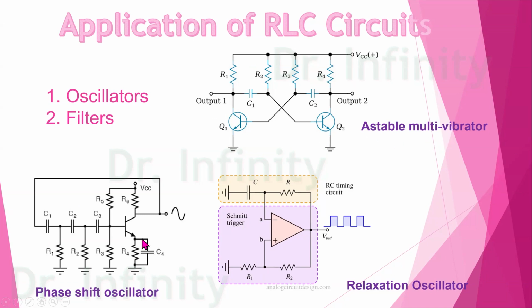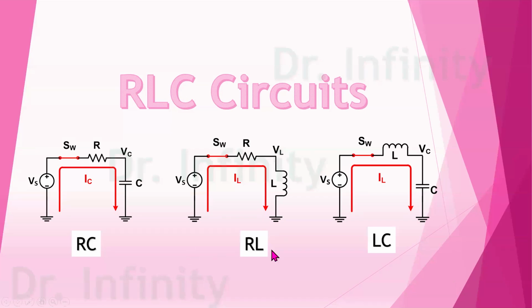And here, this is the phase shifting oscillator. This also uses R and C. Here, we have the relaxation oscillator. Here also we have used R and C. There are so many oscillators that use different kinds of configuration. Similar to what I discussed on the first slide, we have RL and LC.